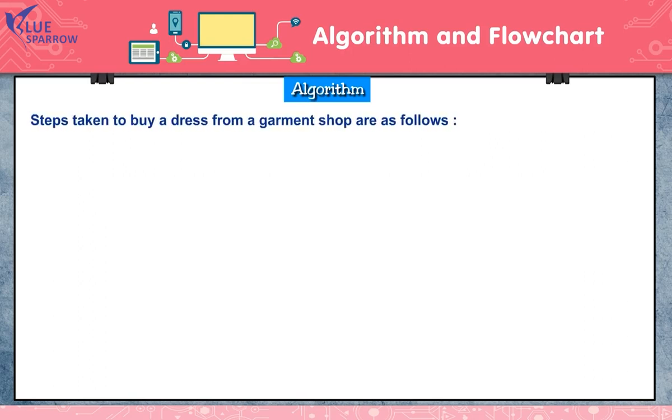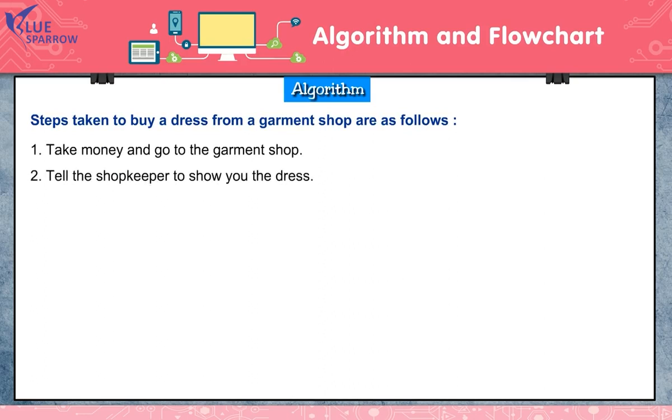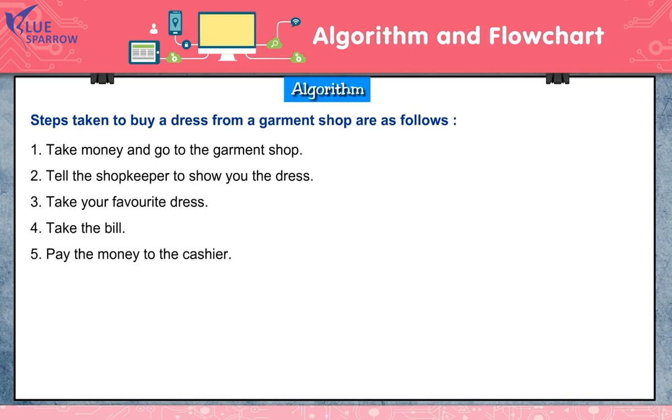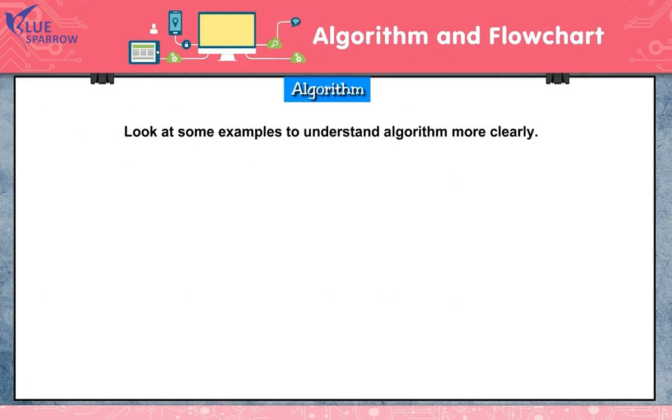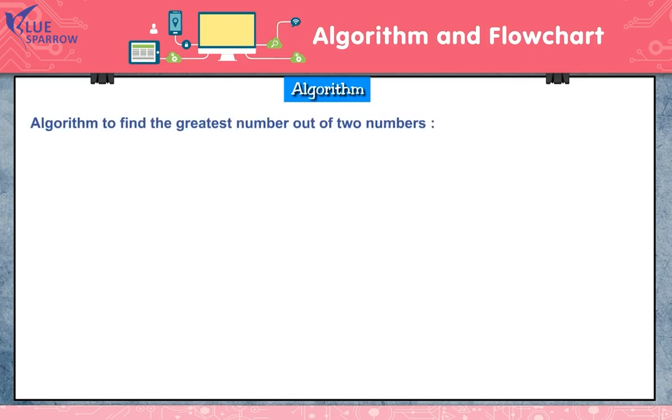Steps taken to buy a dress from a garment shop are as follows. Take money and go to the garment shop. Tell the shopkeeper to show you the dress. Take your favorite dress. Take the bill. Pay the money to the cashier. Take the balance if any. Finally, you receive the desired result, that is, the dress. Look at some examples to understand algorithm more clearly.